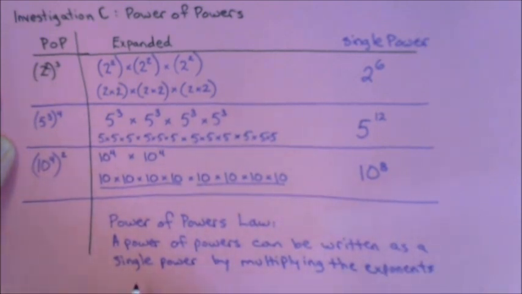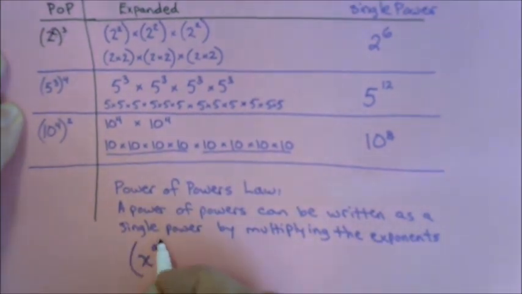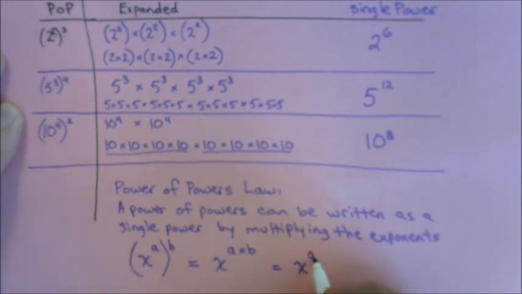And we can give the general form for that law. If we have a power, let's say x to the power of a, and we take that power and we raise the whole thing to the power of b, then we keep the same base and we multiply our exponents. Another way of writing a times b is just ab. X to the power of a to the power of b is the same as x to the power of a times b, where we multiply a and b together and then calculate the power.